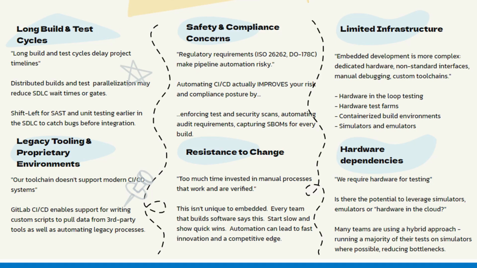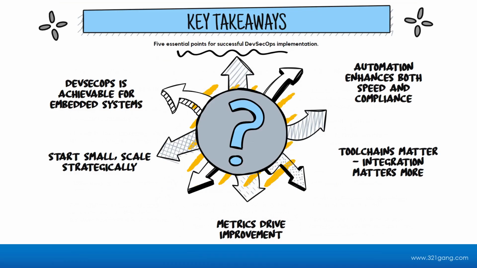What are the key takeaways? DevSecOps is achievable for embedded systems. Start small and scale strategically. Metrics drive improvement. You can't optimize what you don't measure. Automation enhances both speed and compliance, enabling faster releases without sacrificing security.